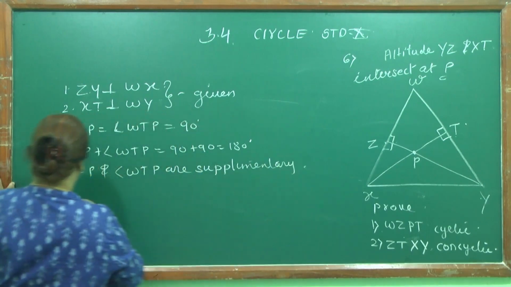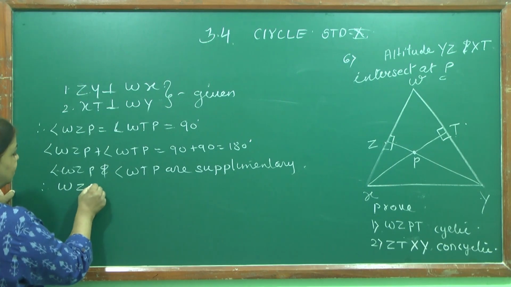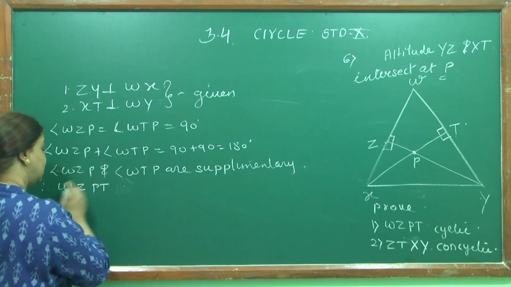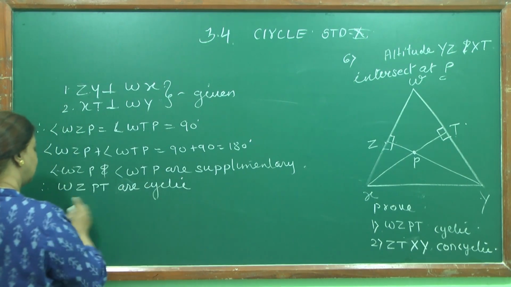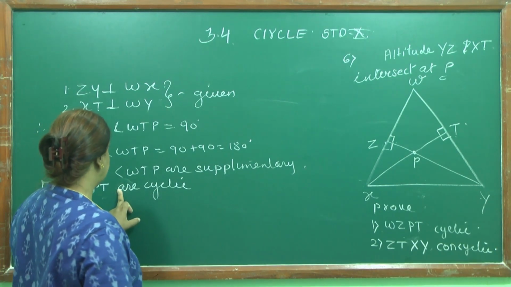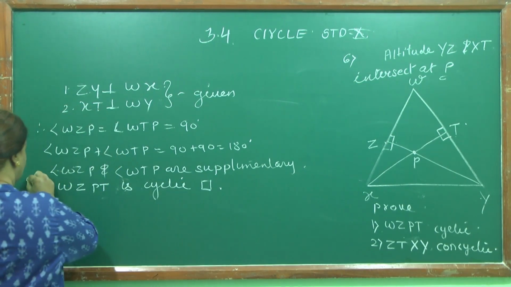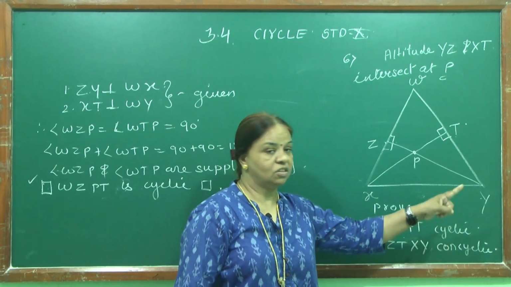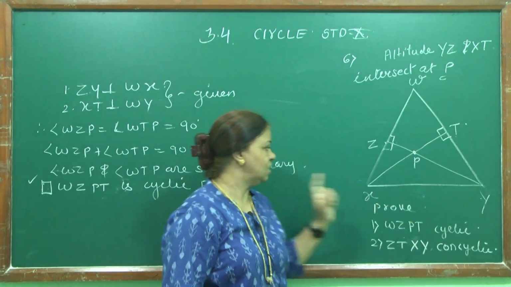Okay, therefore I can say W, Z, P, T are cyclic. Quadrilateral WZPT is a cyclic quadrilateral. First thing is done. Now we want to prove Z, T, X, Y is concyclic. These points lie on a circle.